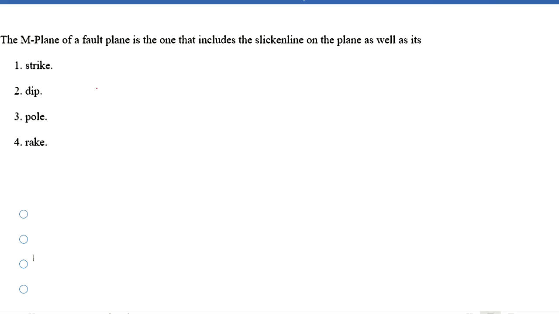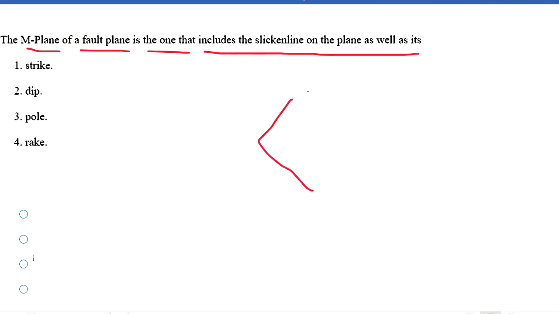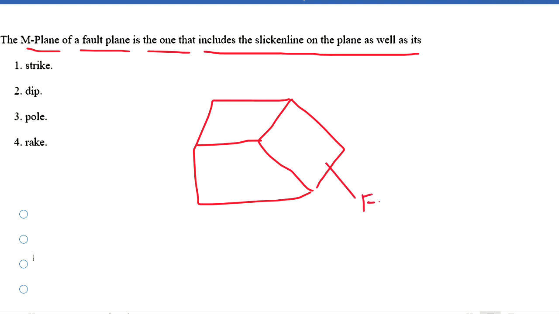So the first question is, the M plane of the fault plane is the one that includes the circle lines on the plane as well as its... Suppose this is our fault plane, and these are the circle lines that are present on the fault plane. Apart from that, what are the things that are present on this fault plane?